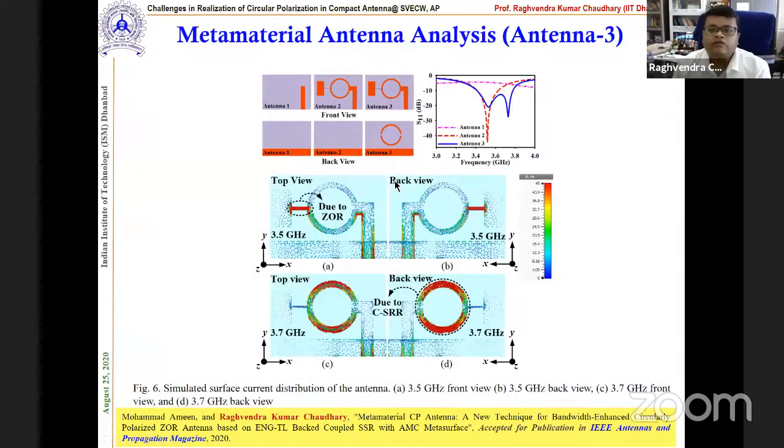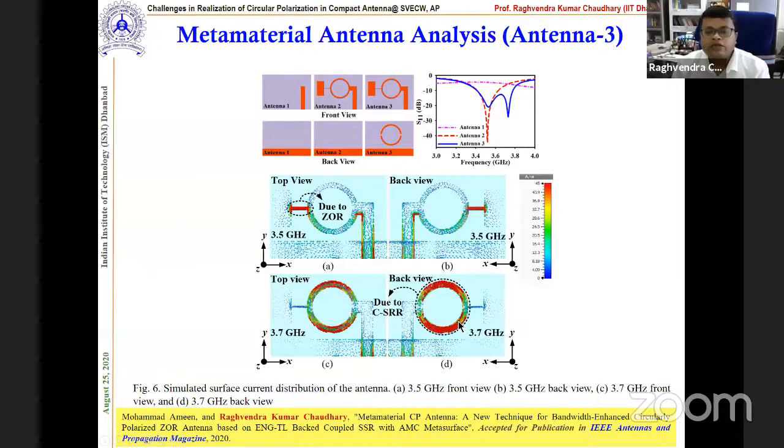Now we'll focus on the final antenna. What we did was check its surface current distribution, and this is the third validation we performed. What we found is that at 3.5 gigahertz, the surface currents are mainly concentrated at this point, the back wave. At 3.7, you will find that the back CSRR is carrying a large amount of the surface current.